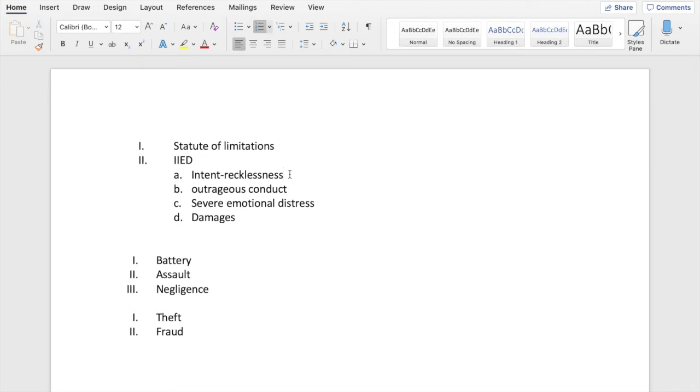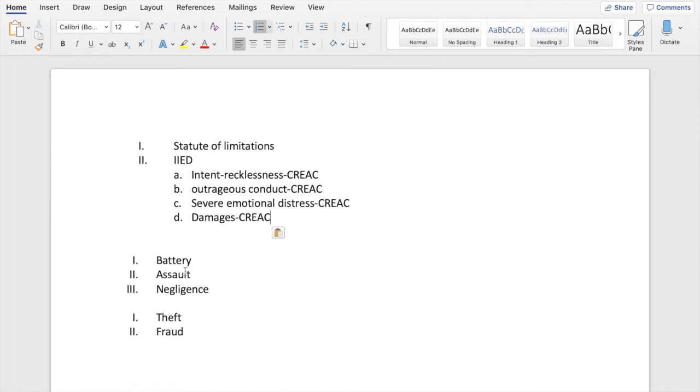Each time you have a single element, each element gets its own CREAC. So when you have an elements problem, each element gets its own CREAC. All right, you're at home watching this by yourself, so you can say out loud as many times as you want to commit it to memory. When I have an elements problem, each element gets its own CREAC. This will be important for your memo.